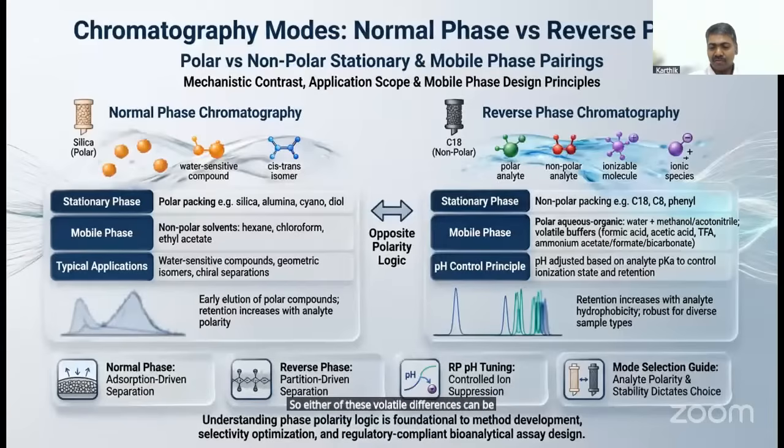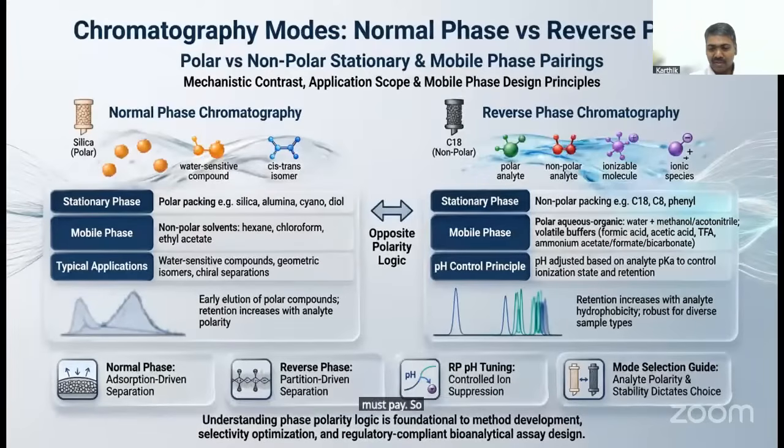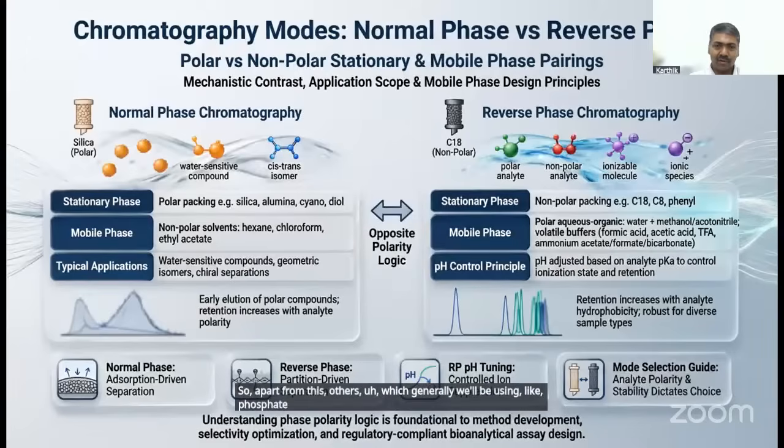Only these buffers are used because the MS works based upon ionization, and for that evaporation has to happen. These buffers are volatile, so they can easily get ionized and vaporized and enter inside the mass spec. Others which we generally use for HPLC, like phosphate buffers, cannot be used for MS instrumentation.